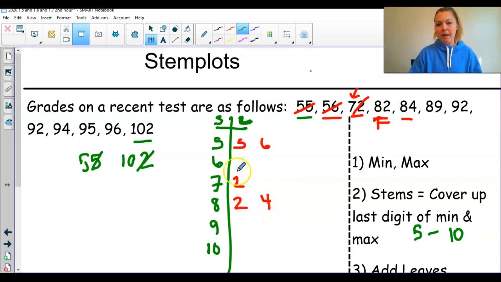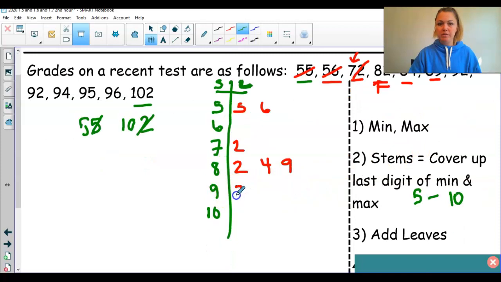Now I want you to notice something. All of my first observations are in a nice column here. All of my second observations should be in a nice column as well. My next number, 89. So I have the stem of 8. I just need to add the leaf of 9. 92. 94. 95. And 96. And then finally 102. I have the stem of 10 already, so I just need the leaf of 2. And there is my stem and leaf plot.